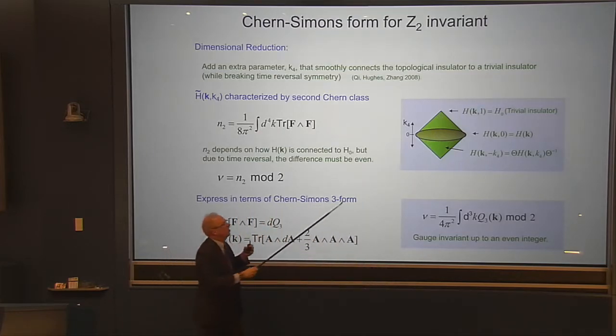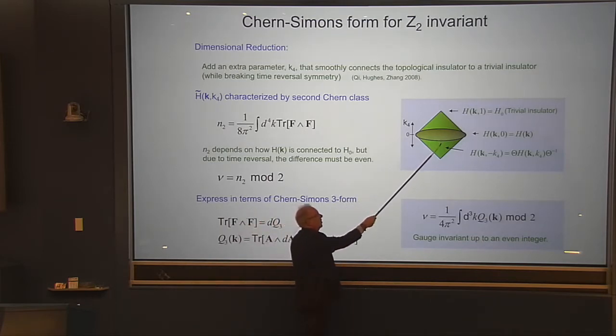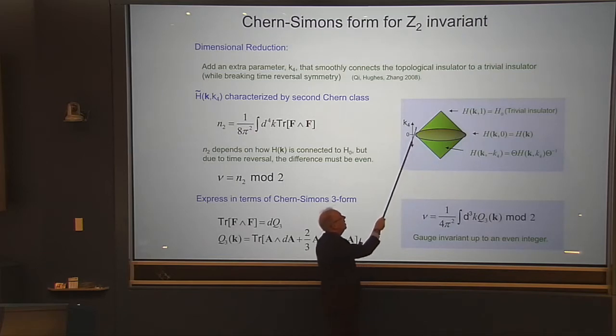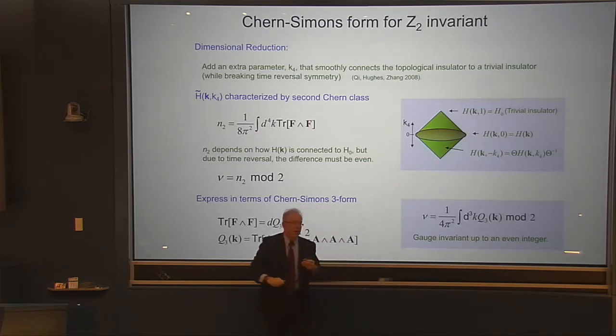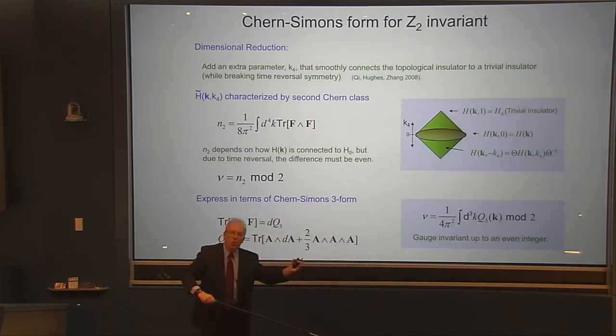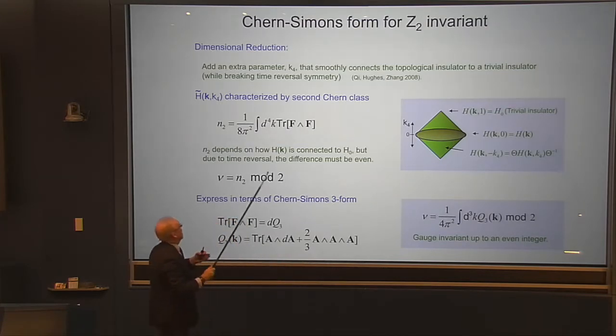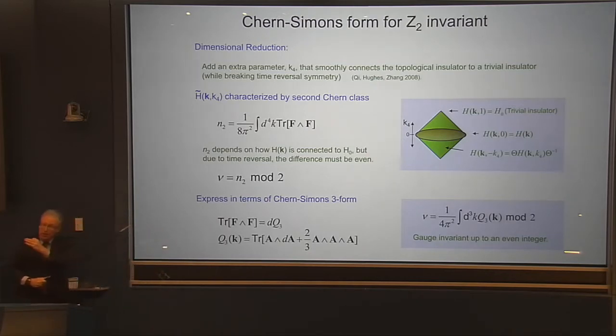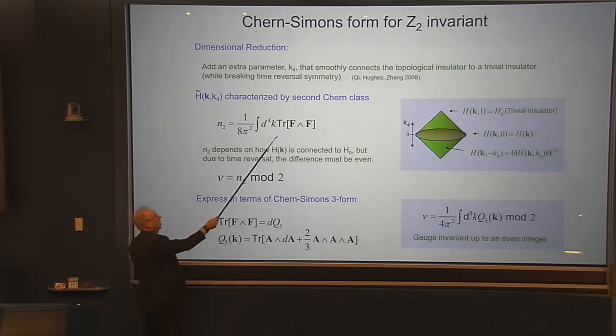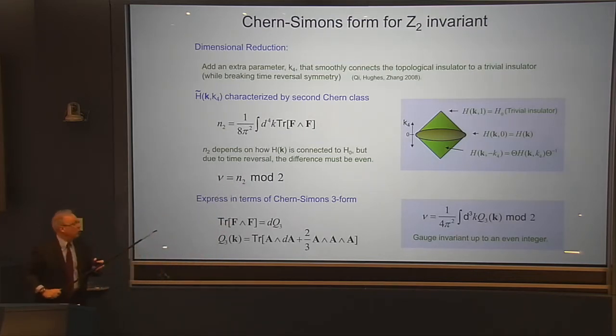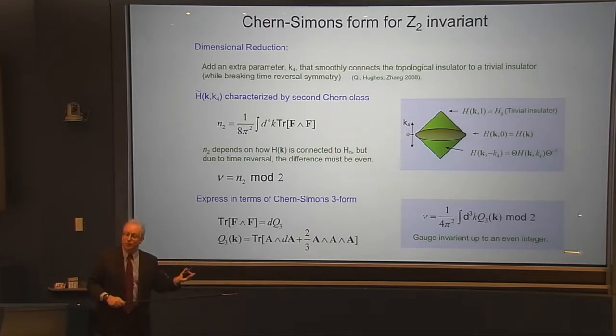But I could also consider the time reverse of that process. That now defines a Hamiltonian on a four-dimensional manifold. And on that four-dimensional manifold, as we heard in the first talk, it can be characterized by an integer second Chern number, which is the integral of f wedge f over the four-dimensional space.